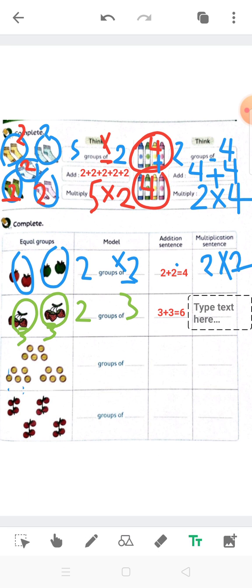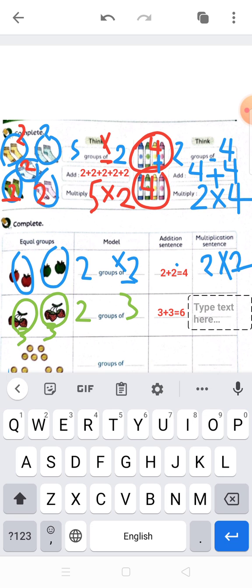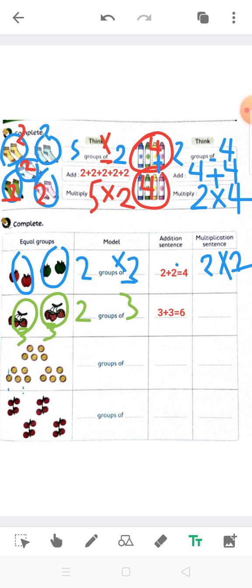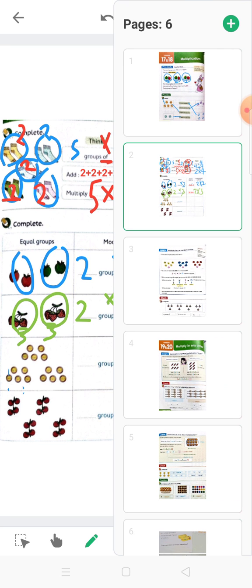I need to make the multiply sentence. I can just drop off and make multiply. 2 times 3. So, 3 is repeated means what? 3 is repeated 2 times. Okay? Equals 6. And the rest of the exercise, you can solve it on your own.